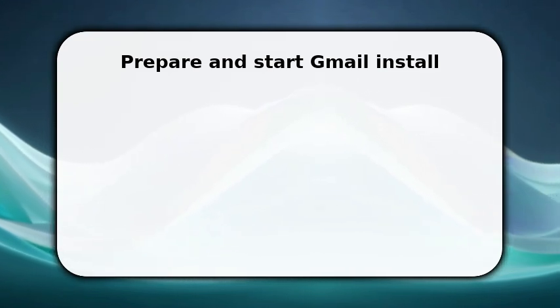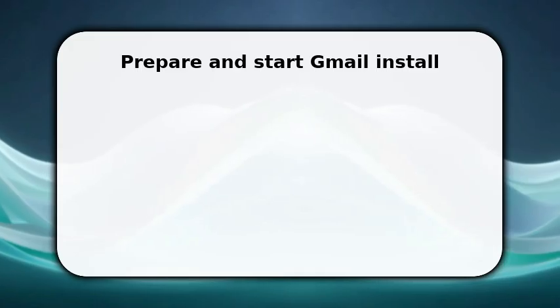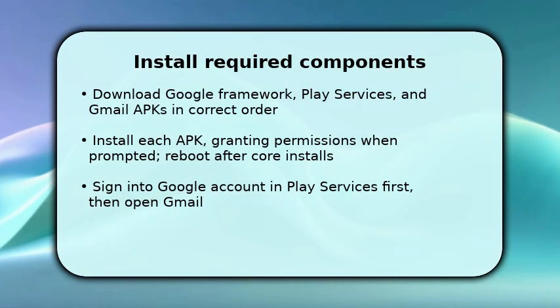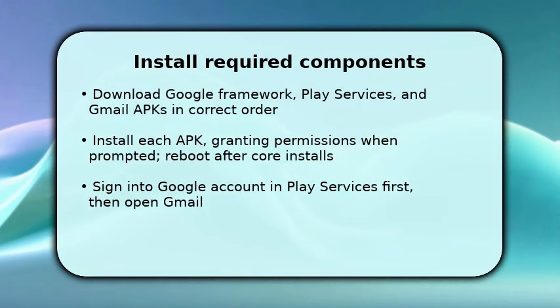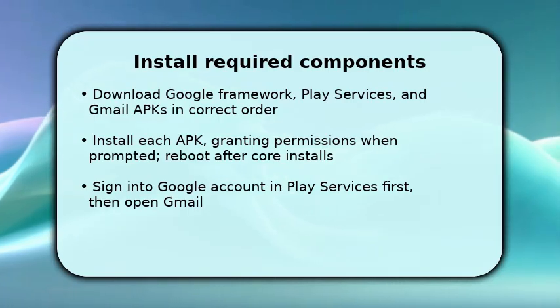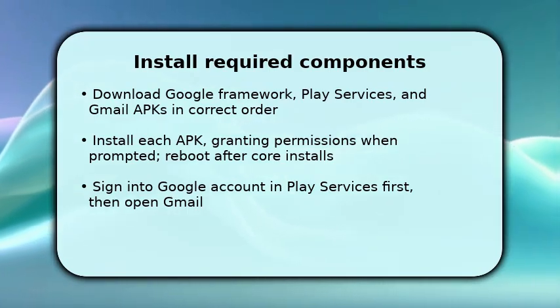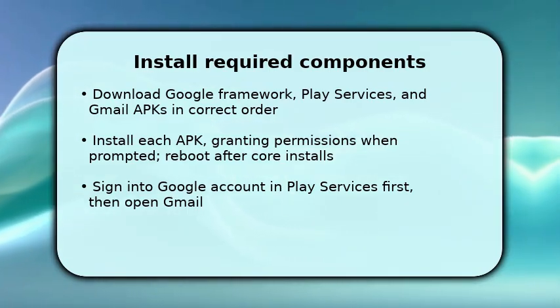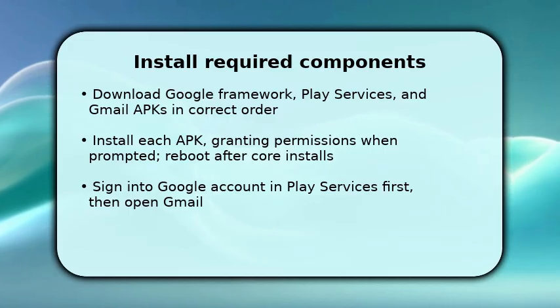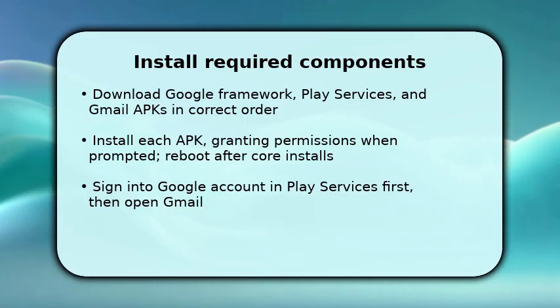You now download the Google Framework, Play Services, and Gmail APKs from a trusted source in the correct sequence. Install the framework first, then Play Services, and finally Gmail. This order prevents crashes. During installs, you'll grant permissions, accept only those necessary. Once core components finish, reboot the phone to ensure services register with the system.